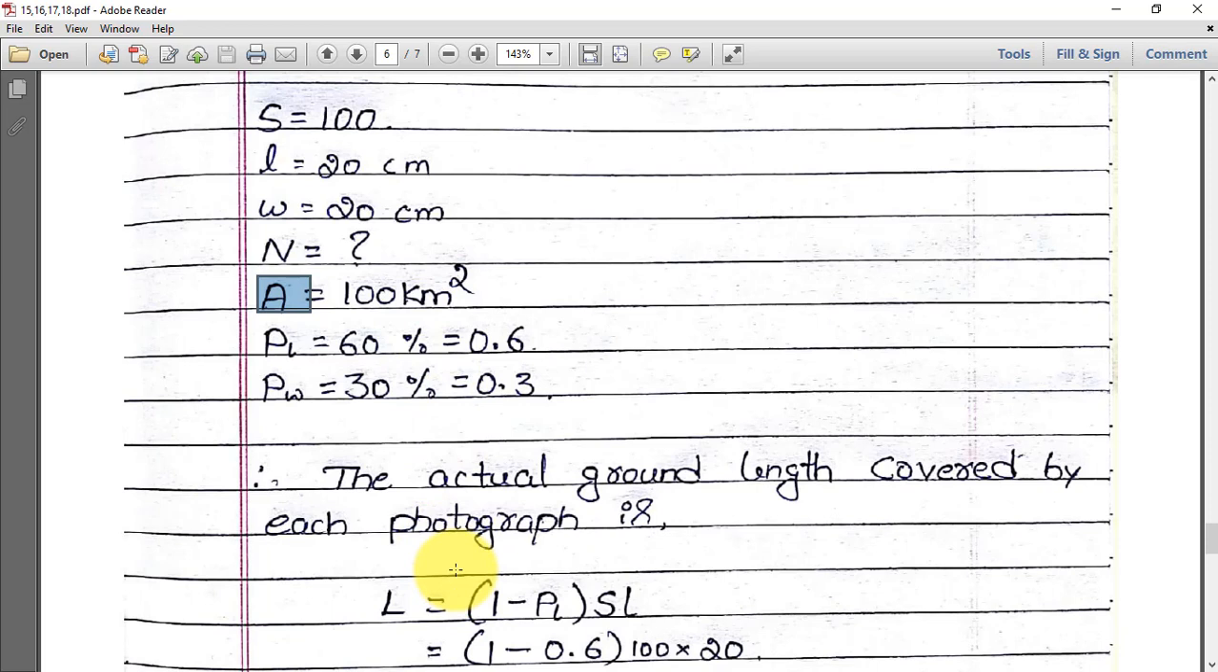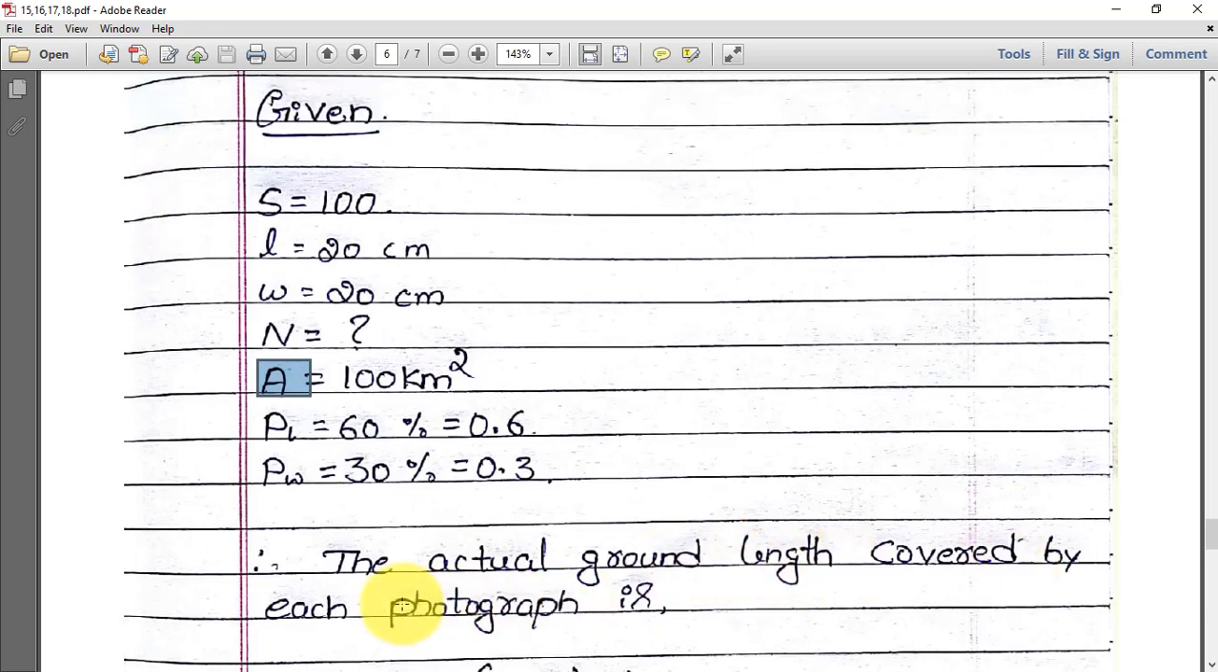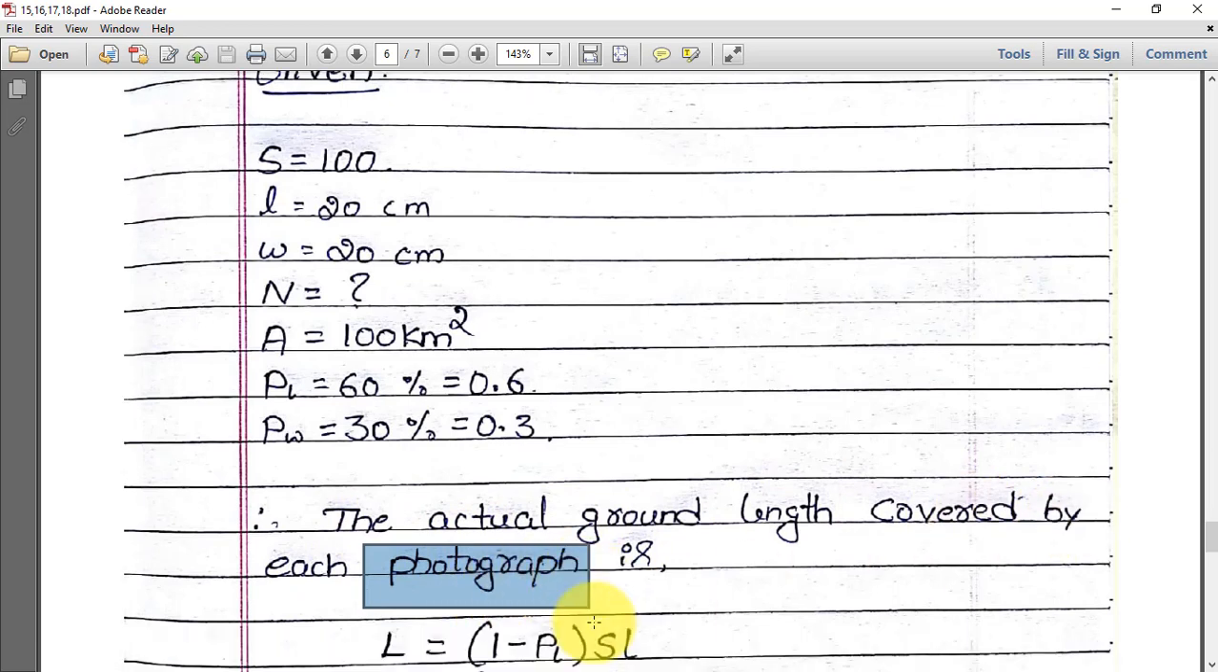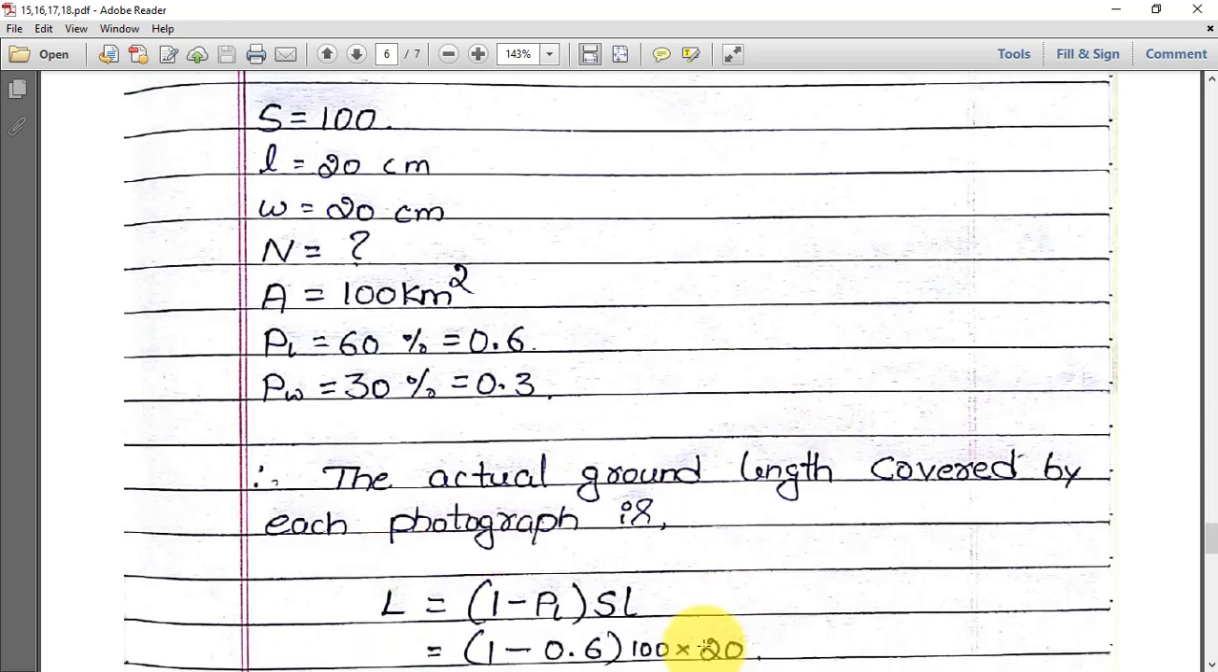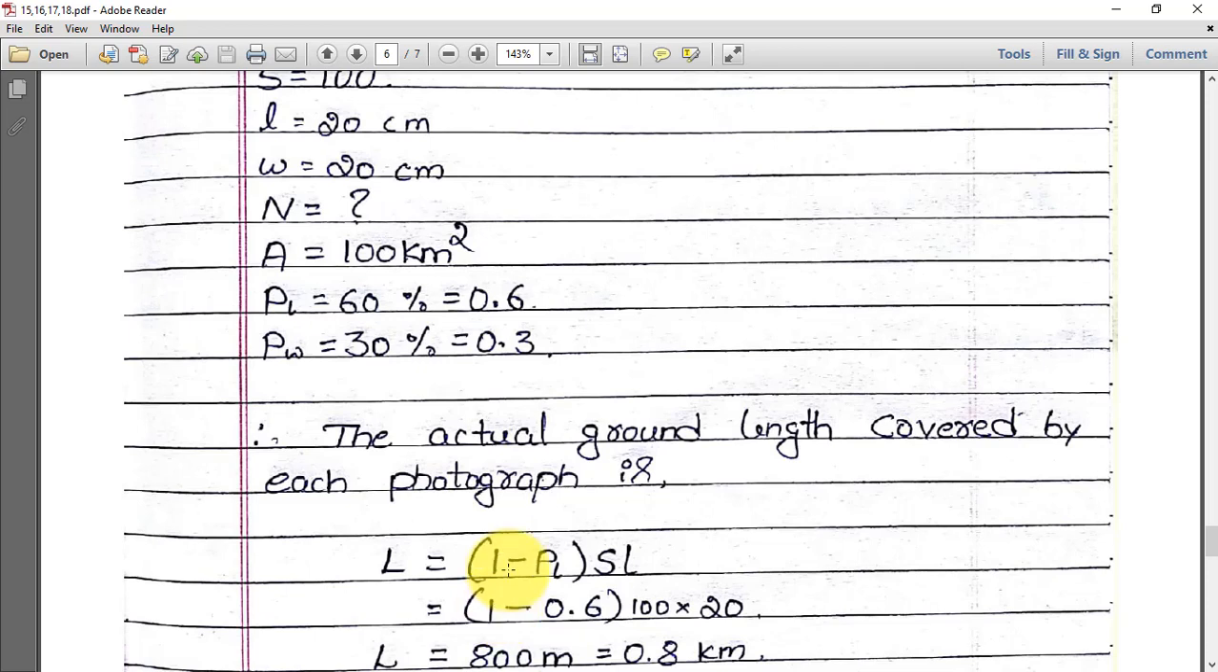For that purpose, we have one formula for the actual ground length covered by each photograph. That means one photograph. That will be capital L is equal to 1 minus PL into S into small l. This is the formula you need to remember. Very, very important formula. Capital L is the actual ground length covered by one photograph. Here PL is 0.6 and S is 100.